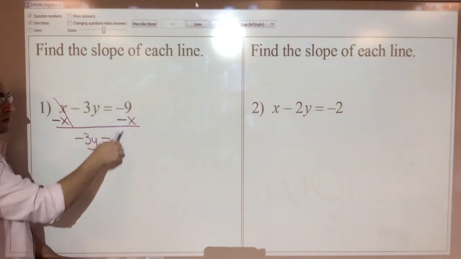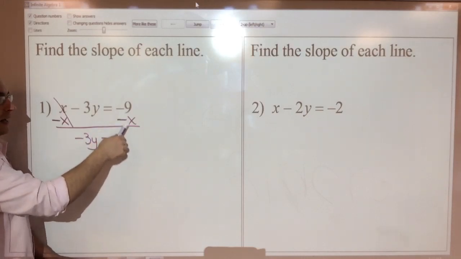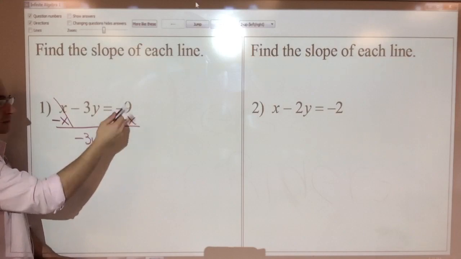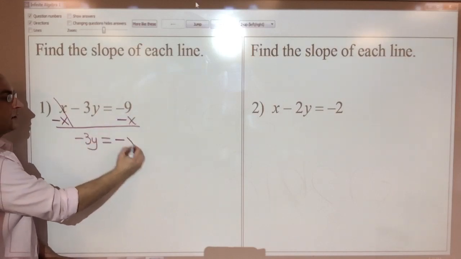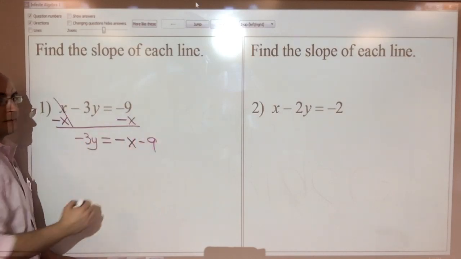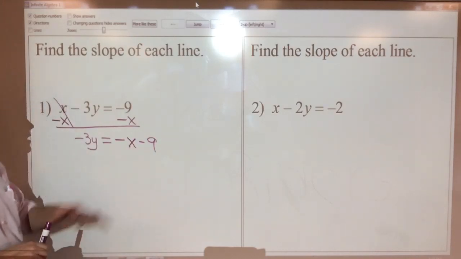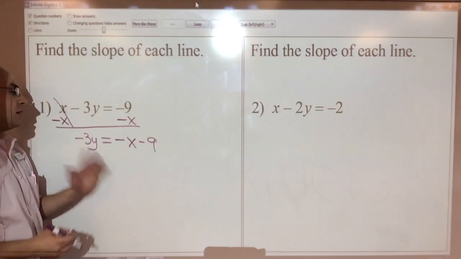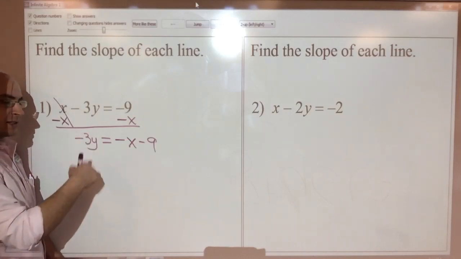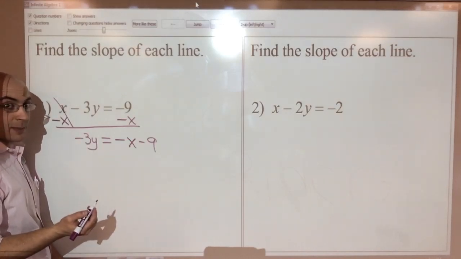Now I have to rewrite both of these terms over here. Okay? I can't subtract x from -9. They're not like terms, but I can write both of those terms here. I want you to keep this order too, because I want you to put the x next to the equal sign and just keep it there for now. Okay? Now, it kind of looks like y equals mx plus b, which is what slope-intercept form is.